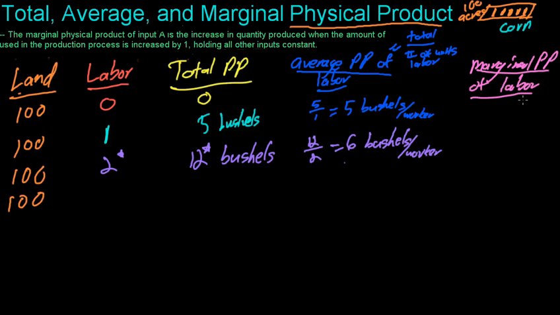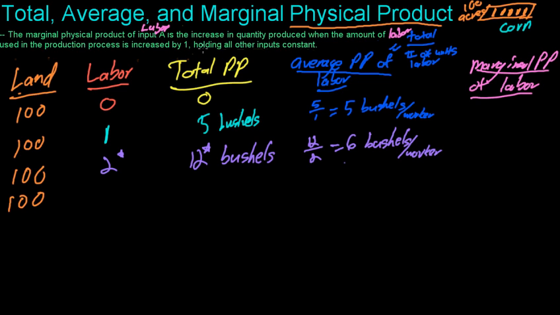So that's why I typed this out up here so that you can look at it, you can read it, you can kind of digest it as I keep on talking, and so that I don't mess up any of the wording and confuse you at all. So the marginal physical product of input A, and here that's better just to read as labor, is the increase in quantity produced when the amount of labor used in the production process is increased by 1, holding all other inputs constant.